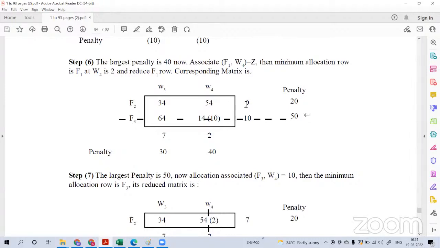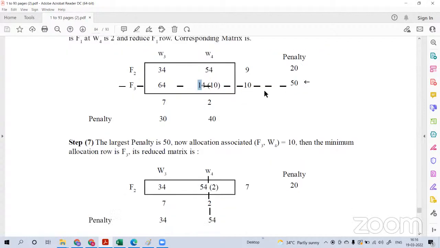Next here, the difference is 30. Here it is 40. So 20 added is 50. The highest is 50. The least is 14. 14 is the supply and demand minimum, which will be allotted. Then after allotment, the entire column will be left and the row removed.